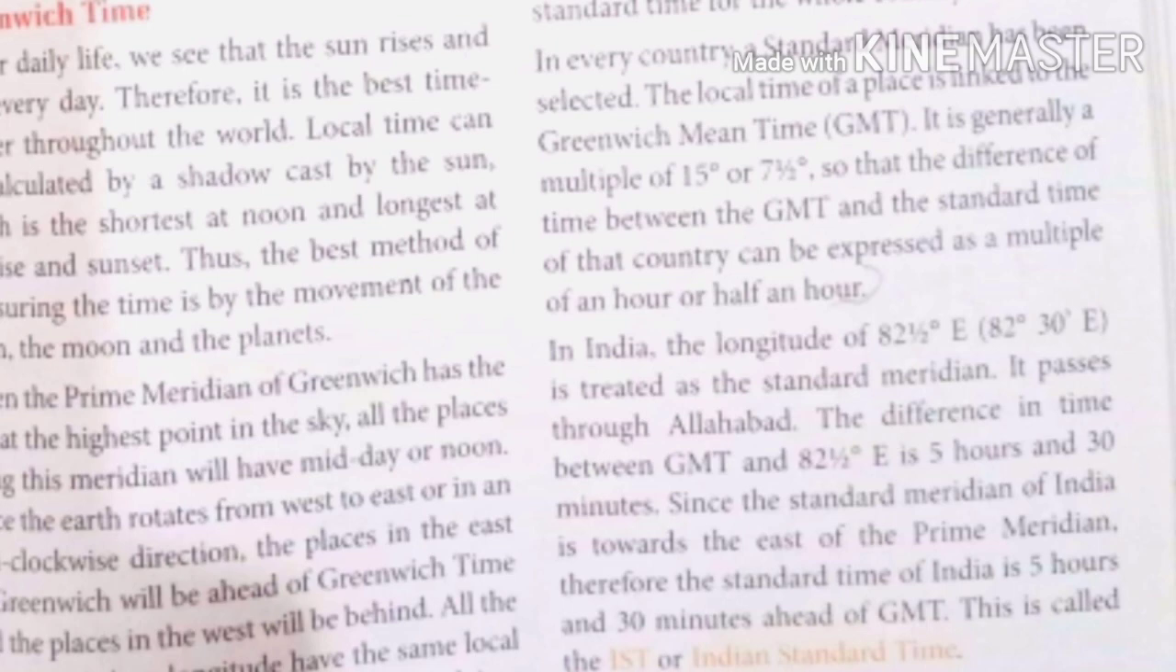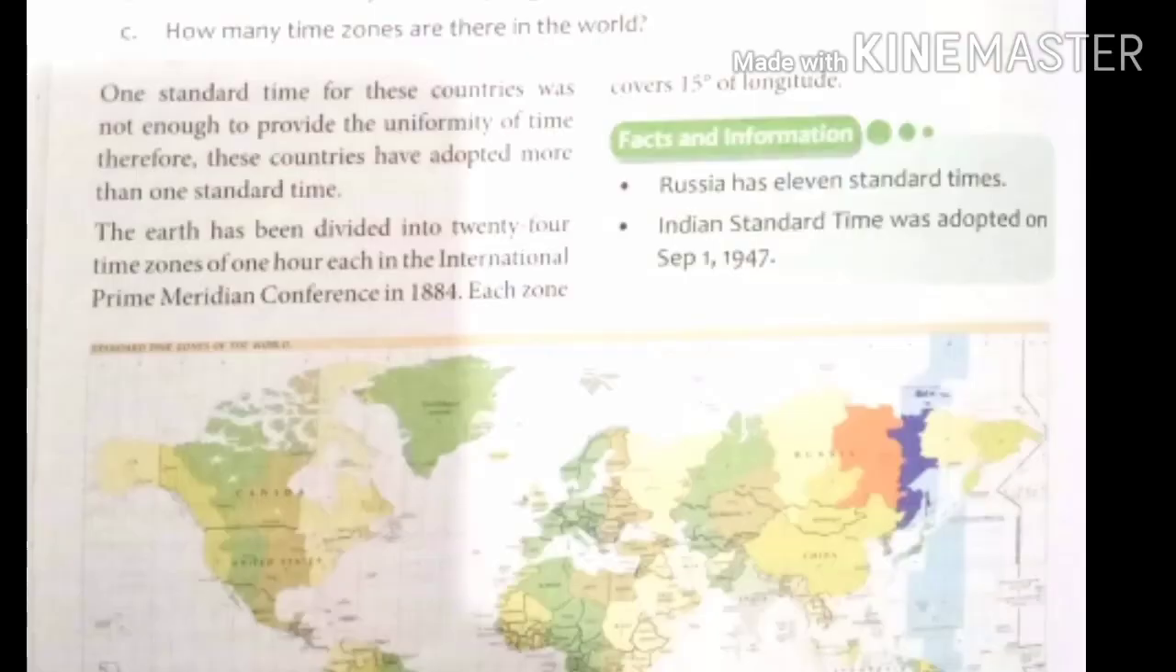Now what is a time zone and what is the need of a time zone? Students, there are some countries which are very vast, or we can say that their longitudinal extent is very large. They are very big area-wise, like USA, Canada, Australia and Russia. So they are very vast. So only one standard time is not sufficient for these countries.